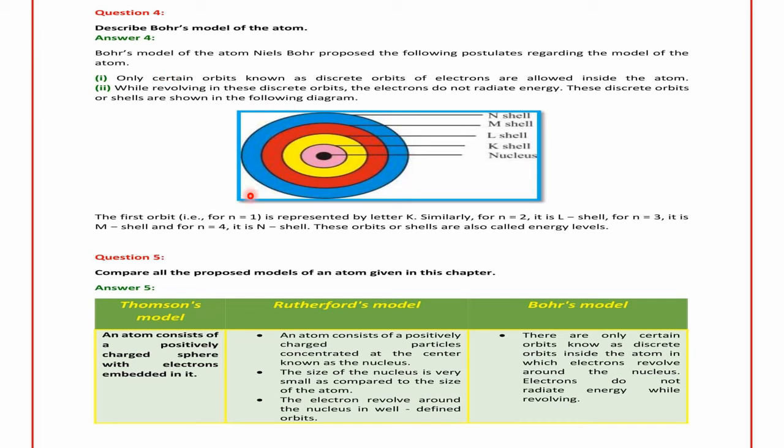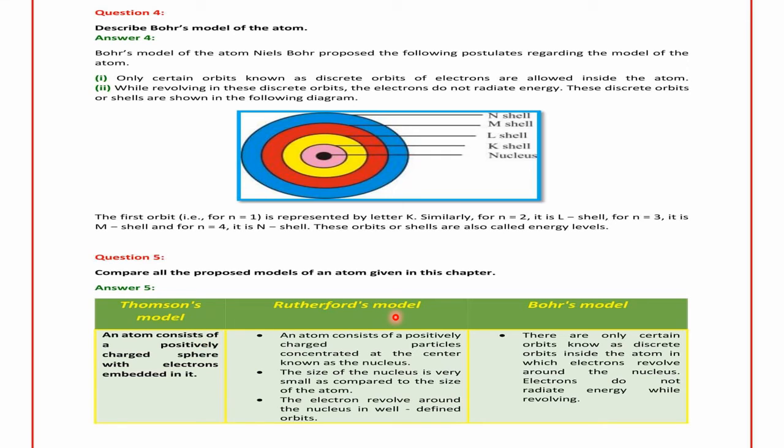So kindly go through and compare all the proposed models of an atom given in this chapter. In the 9th class, there are 3 models that we have learnt in brief: Thomson, Rutherford, Bohr. Thomson's specialty is electrical neutrality, an equal number of protons and electrons. That is the specialty of the Thomson model.